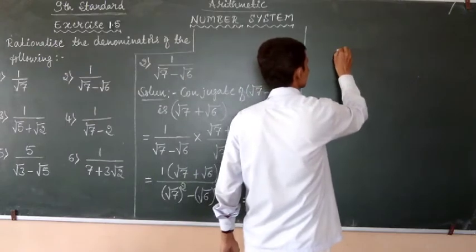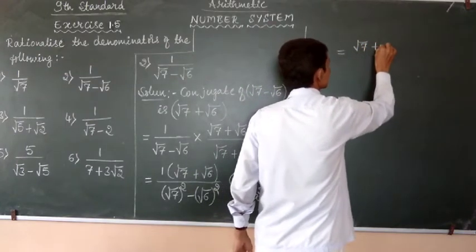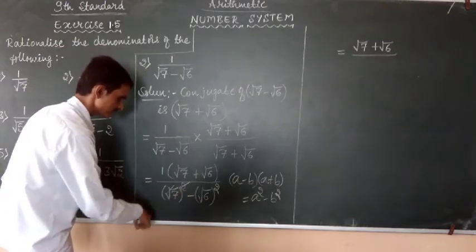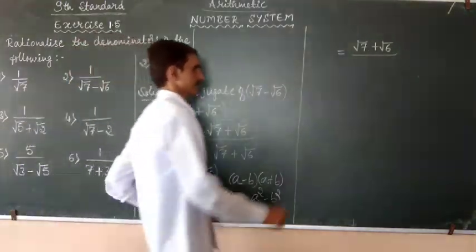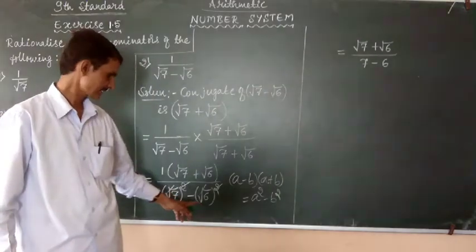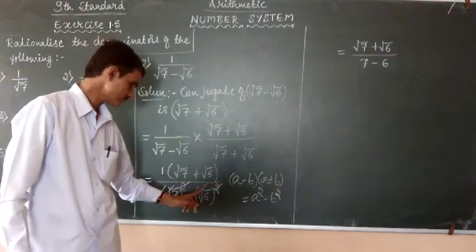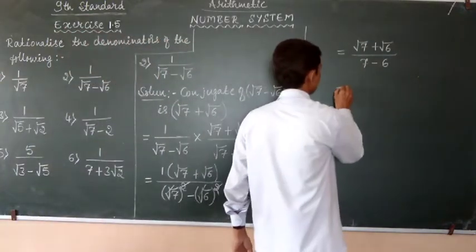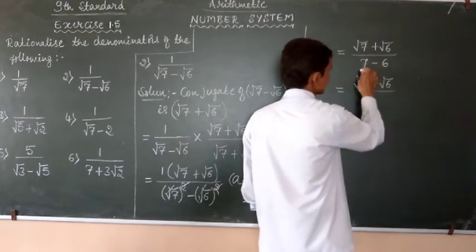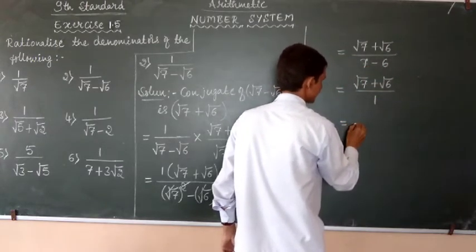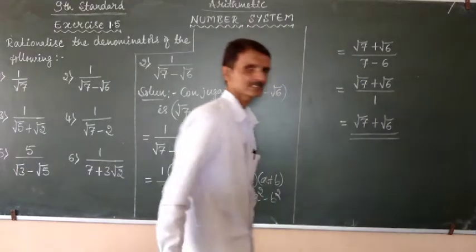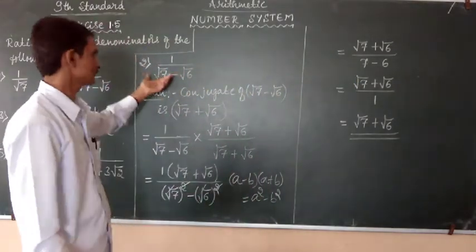So it will become root 7 plus root 6 by, the square and root get cancelled, so it will be 7 minus 6. It will become root 7 plus root 6 by 7 minus 6, which is 1. So it will be root 7 plus root 6. This is the simplified form of the given problem.